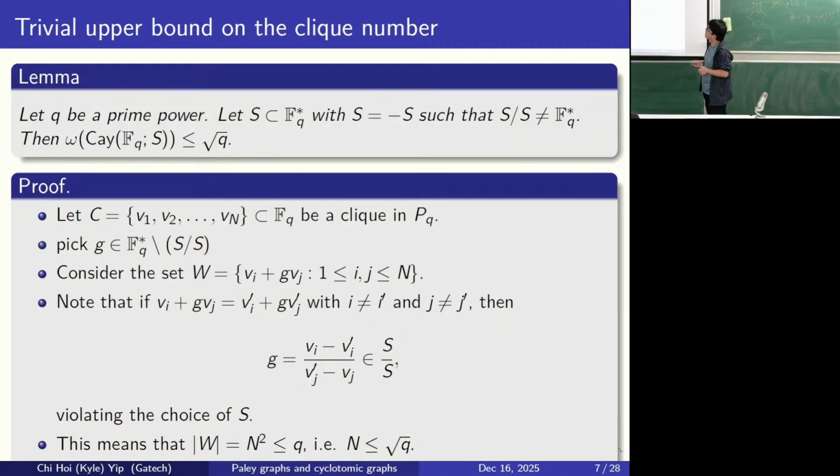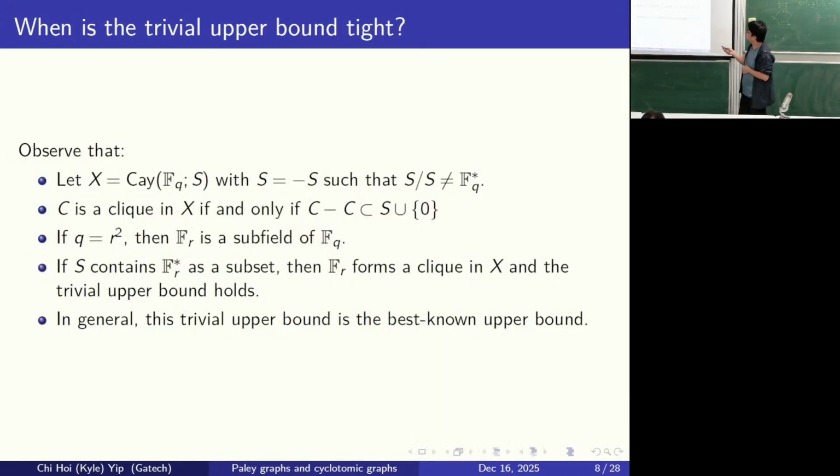So this is known as the trivial upper bound in the case of Paley graphs. Okay. So next I want to discuss when this trivial upper bound is tight.